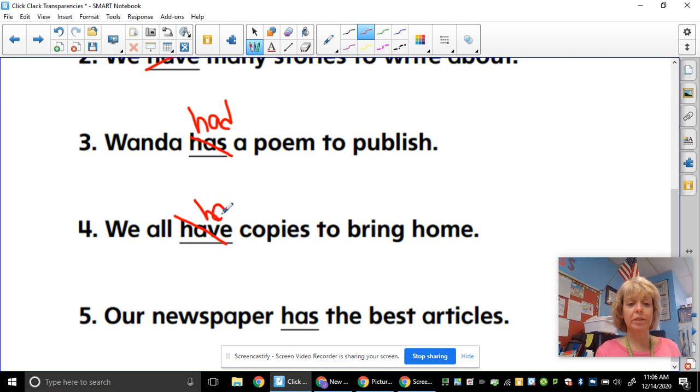So you see I'm changing all these has and have to had because it's in the past. Our newspaper has the best articles. Well, in the past, they had the best articles. So you're going to change it to had.